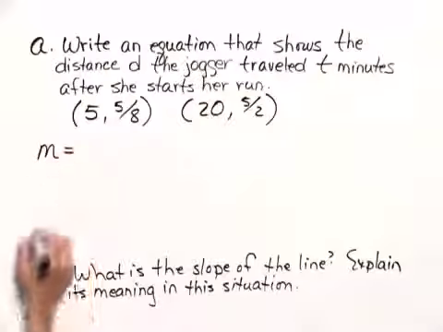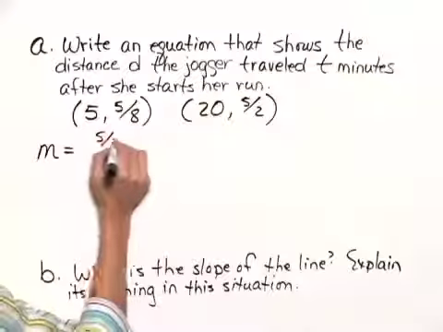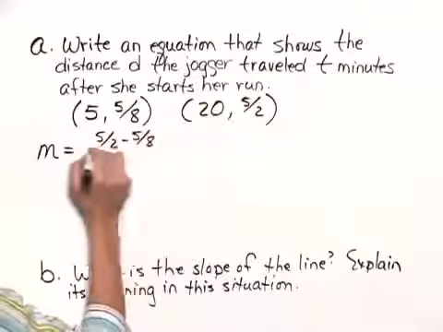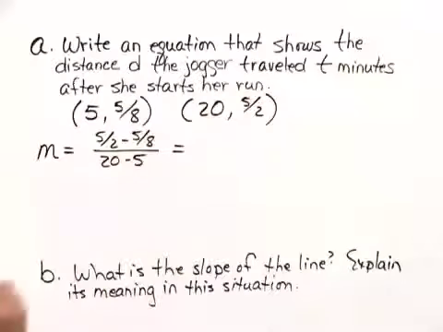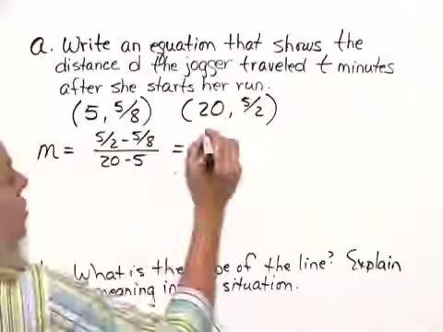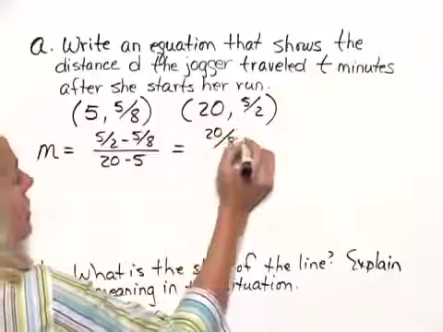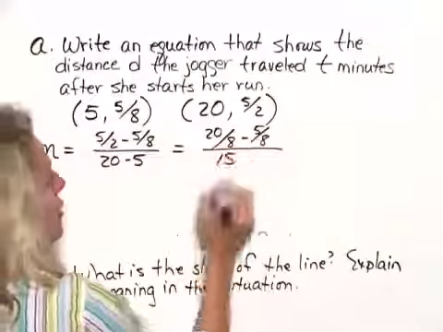Now, first thing I want to do is calculate the slope. So we have 5/2 minus 5/8 over 20 minus 5. And I need to get a common denominator here, which will be 8. So I'm going to multiply 5 and 2 by 4. So I have 20 over 8 minus 5 over 8, all over 15.